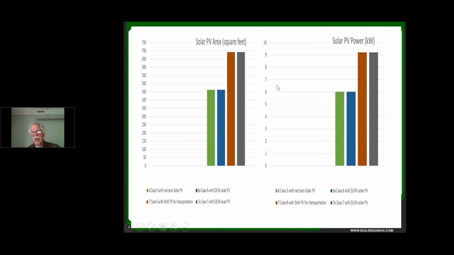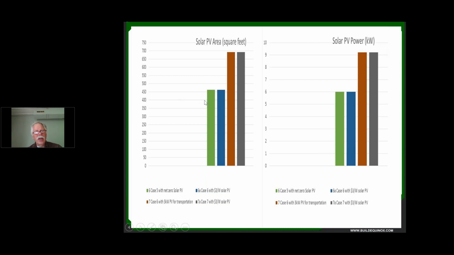Finally, on the solar side of things, we looked at a 6,000 watt system to supply this home with about 8,000 kilowatt hours of energy per year. And then we added 3,000 watts to that 6,000 watt system in order to supply enough for 12,000 miles of driving.